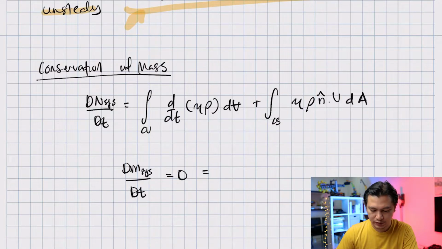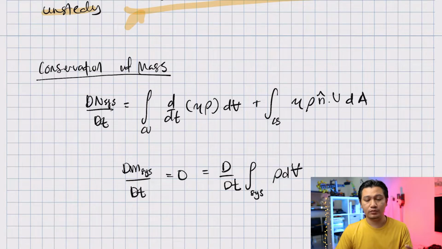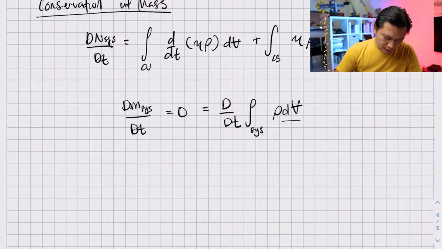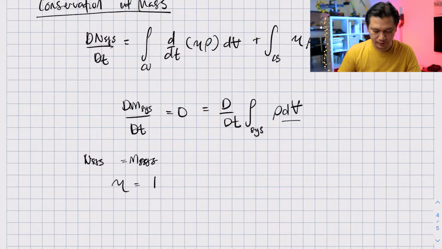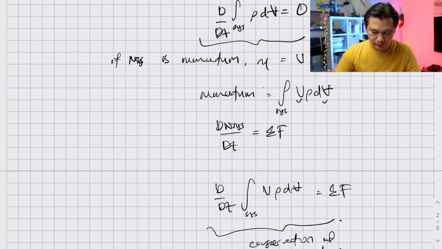And the mass inside of a system is the integration inside the system of rho dV, so d over dt of that integral is equal to 0. Remember, this is volume. And for eta, when N of the system is mass, eta becomes 1. We have looked at this before in this equation.